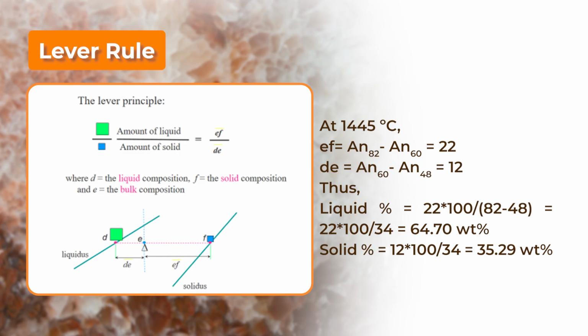Now the lever rule continues here at 1445 degrees centigrade. EF equals AN82 minus AN60, that is 22. DE equals AN60 minus AN48, that is 12. Thus liquid percent equals 22 times 100 upon 82 minus 48, equals 2200 upon 34, equals 64.70 weight percentage. Solid percent equals 1200 upon 34, equals 35.25 weight percent.